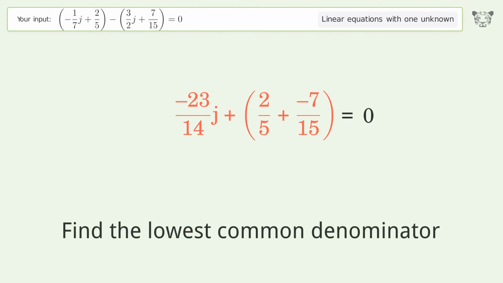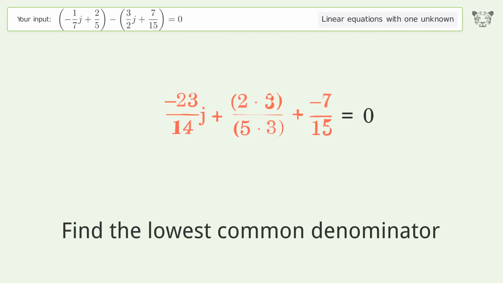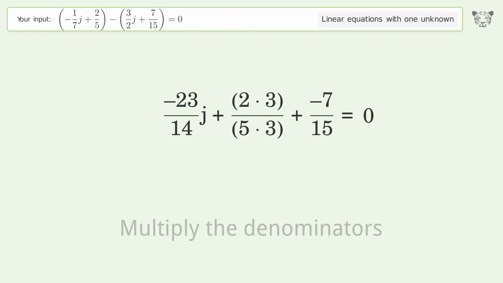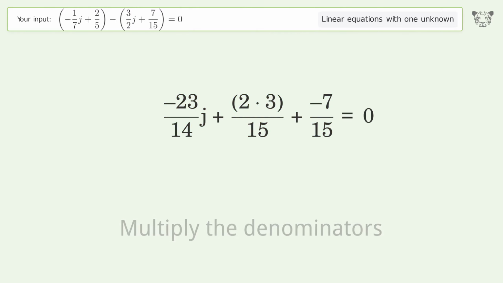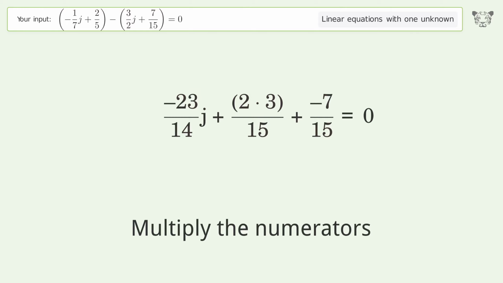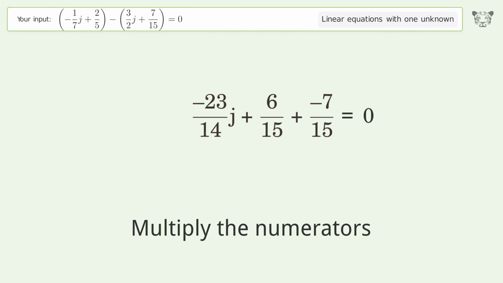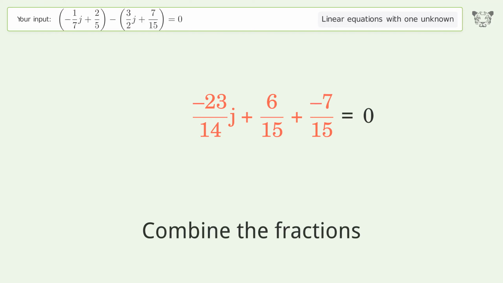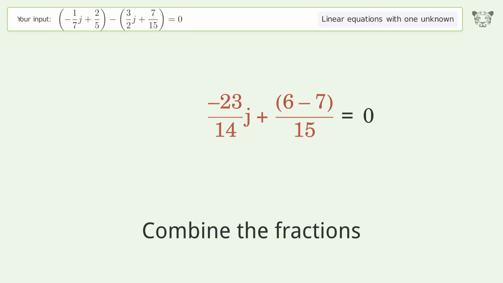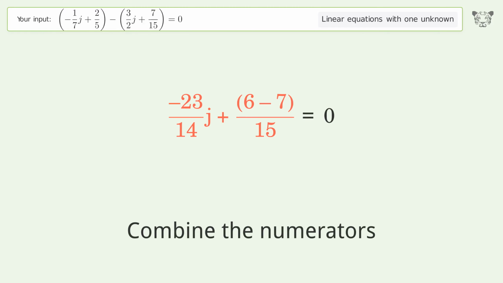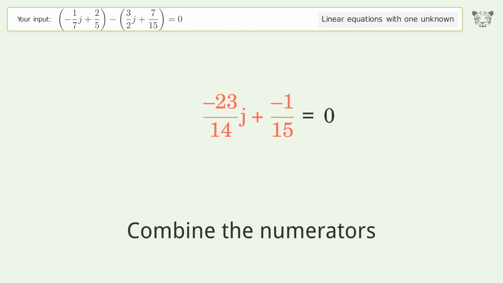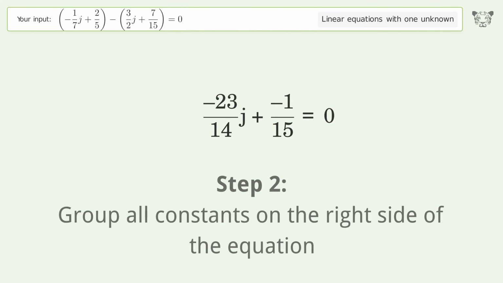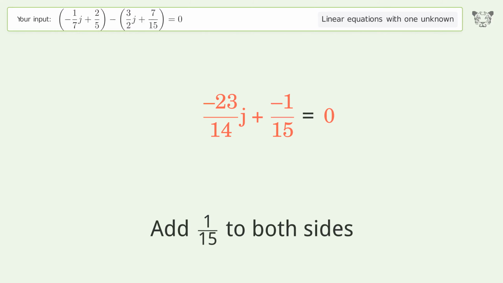Find the lowest common denominator. Multiply the denominators. Multiply the numerators. Combine the fractions. Combine the numerators. Group all constants on the right side of the equation. Add 1/15 to both sides.